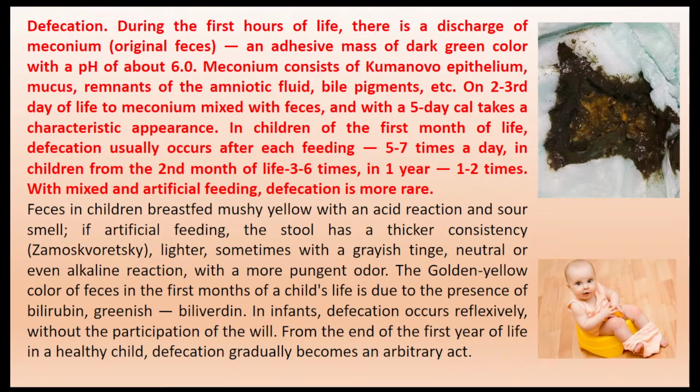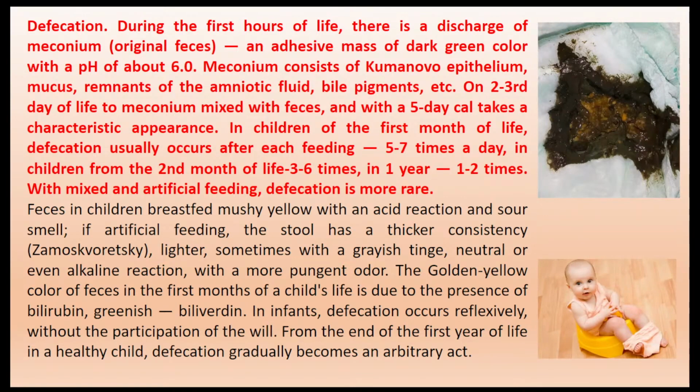In children of the first months of life, defecation usually occurs after each feeding. It may be 5 to 7 times per day. In children from the second month of life, 3 to 5 times, and in a 1 year old, it's 1 to 2 times per day. With mixed and artificial feeding, defecation is more rare than in children with natural feeding.